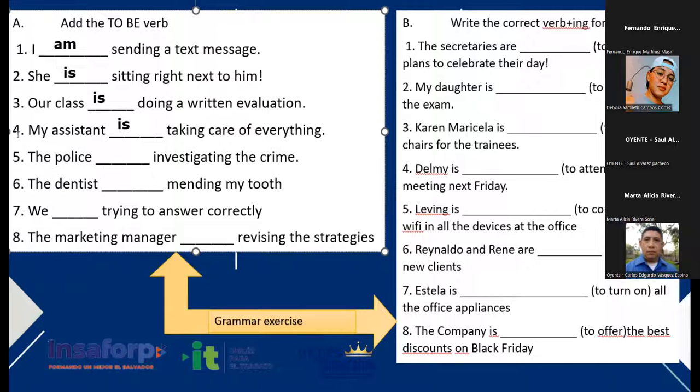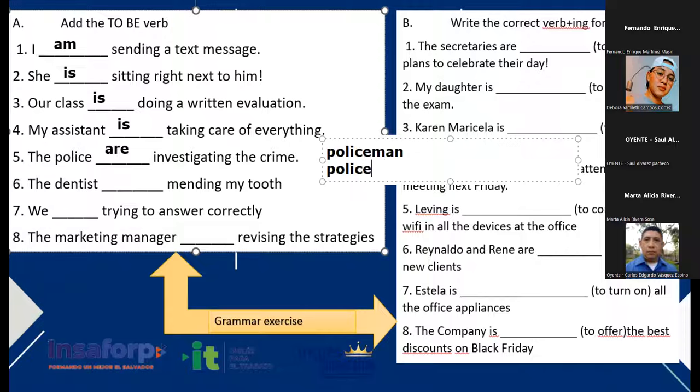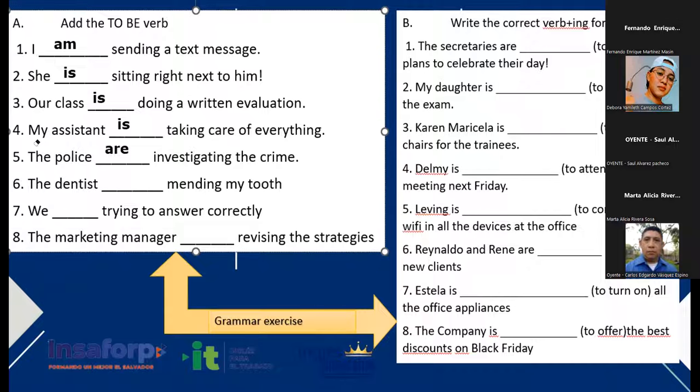Number five. The police is investigating the crime. The police. This is one irregular noun, because the police is always plural, always. Unless I say the policeman, or the policewoman, or the police officer, then it's one. But the police, the body, it's going to be are, always. Always you talk about the police as the group, as the institution, then you're going to say are. Okay, continue then.